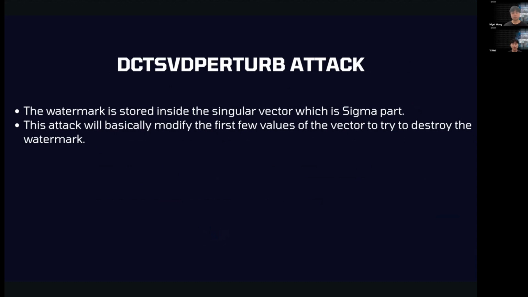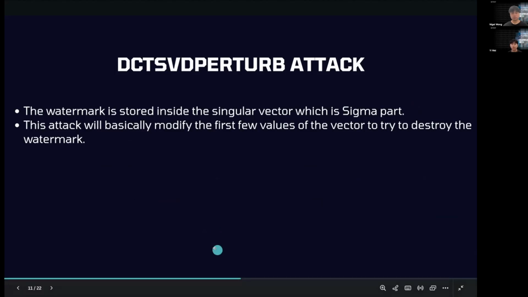So now we will introduce our DCT-SVD perturb attack, which is a specific attack to attack the watermarking method used previously. Since the watermark is stored inside a singular vector, which is the sigma part, this attack will basically modify the first few values of the singular vector to try to destroy the watermark.